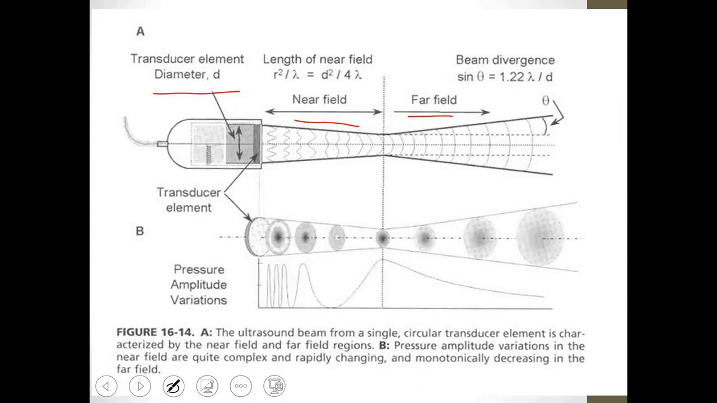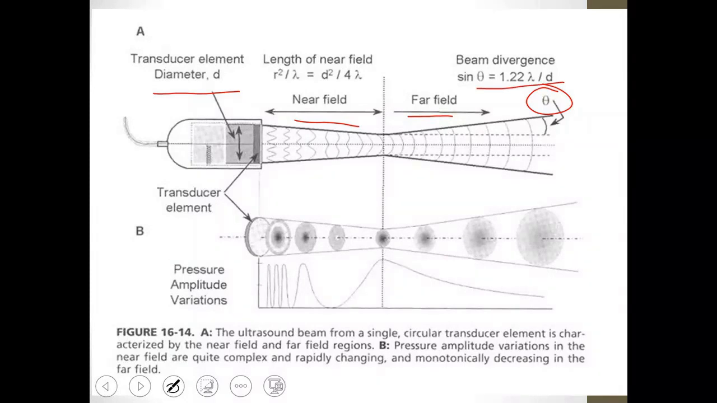You will find two things. The first is the divergence angle and the length of the near field. The length of the near field depends on the diameter of the transducer. If the diameter of the transducer increases, the length of the near field will also increase, and if the frequency increases, the length of the near field is supposed to increase. Meaning that if the frequency and diameter of the transducer increase, what happens? The divergence angle depends on two things: the wavelength, which is dependent on frequency, and the diameter.